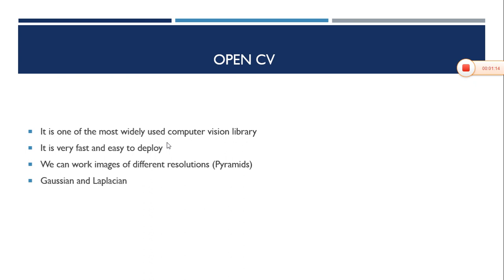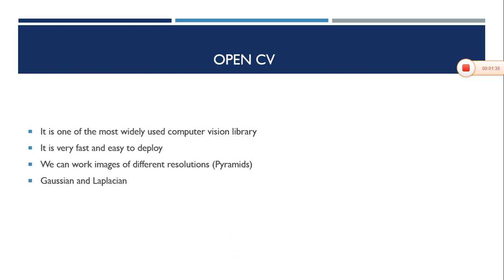Now, what is OpenCV? It is the most widely used computer vision library. As I already said, it is very fast and easy to deploy. It is very fast because it comes with a native library of C and C++. We can work with images of different resolutions using OpenCV, which are also called pyramids. We can even construct a Gaussian and Laplacian pyramid.